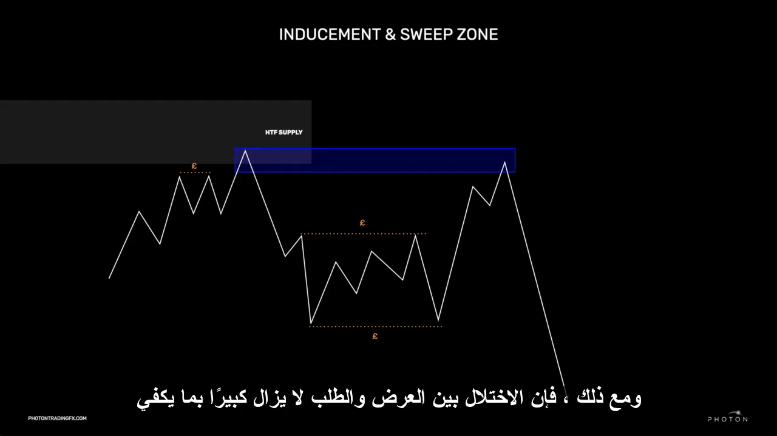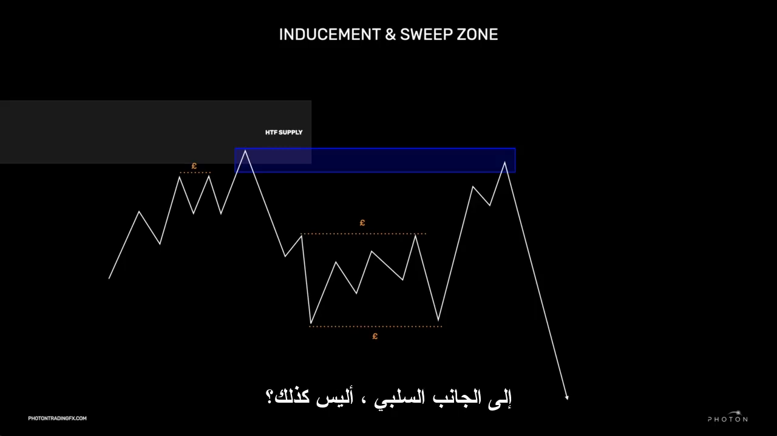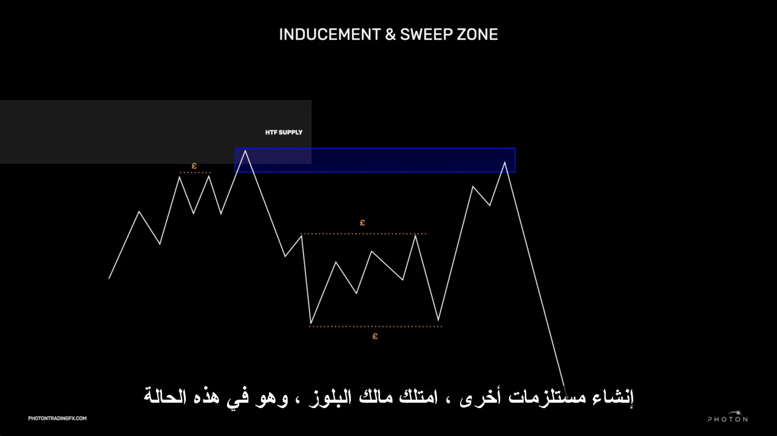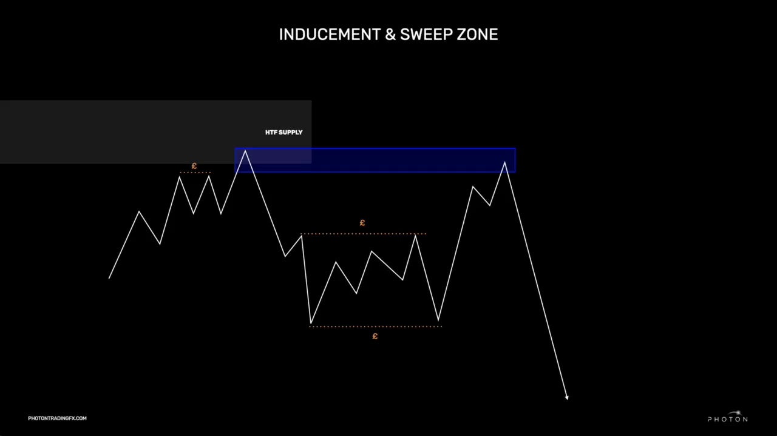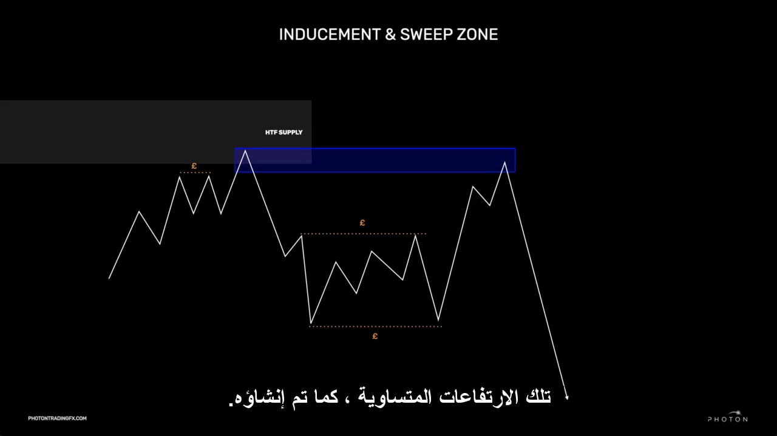However, the imbalance between supply and demand is still big enough to cause price to break structure to the downside and take out demand to the downside, right? Creating another supply zone, that blue zone there, which in this case is now a sweep zone. It's a sweep zone because it took out and swept liquidity behind those equal highs as it was created.